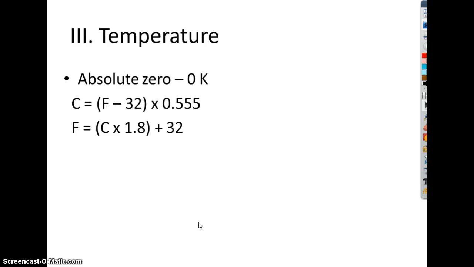Hello students, today we are going to talk about temperature and density. First we'll talk about temperature. There are three different temperature scales. There's the Kelvin, there's Celsius, and there's Fahrenheit.